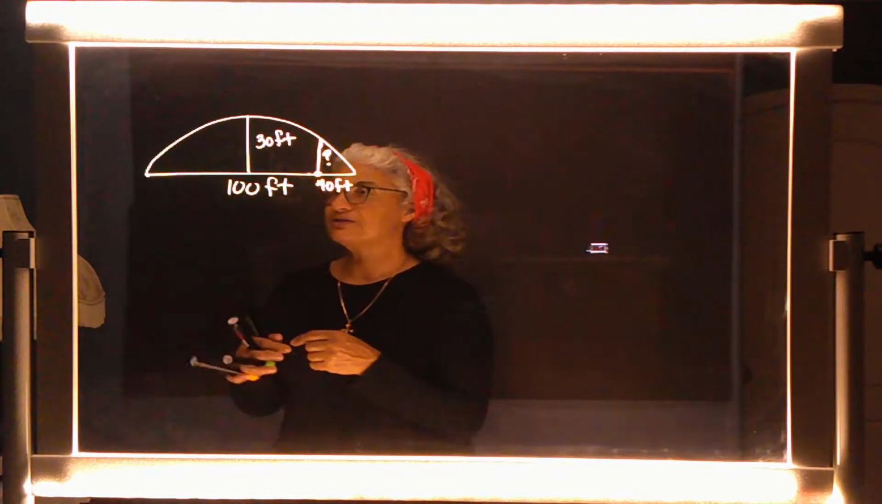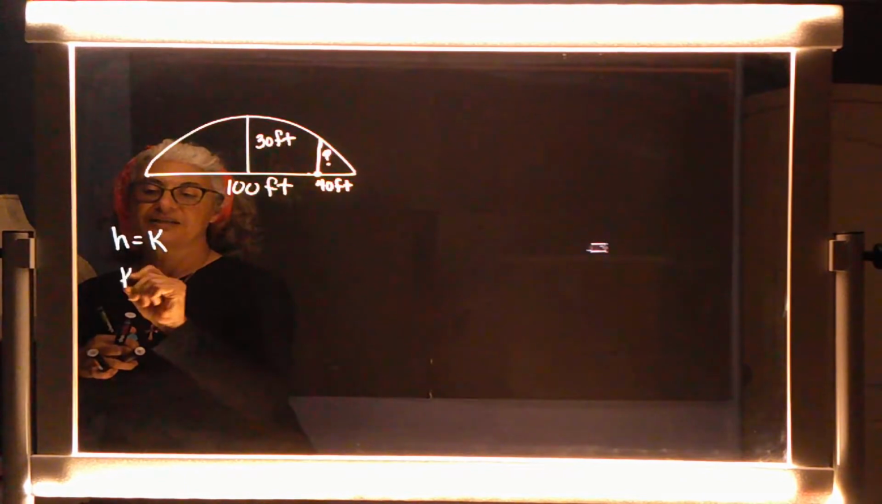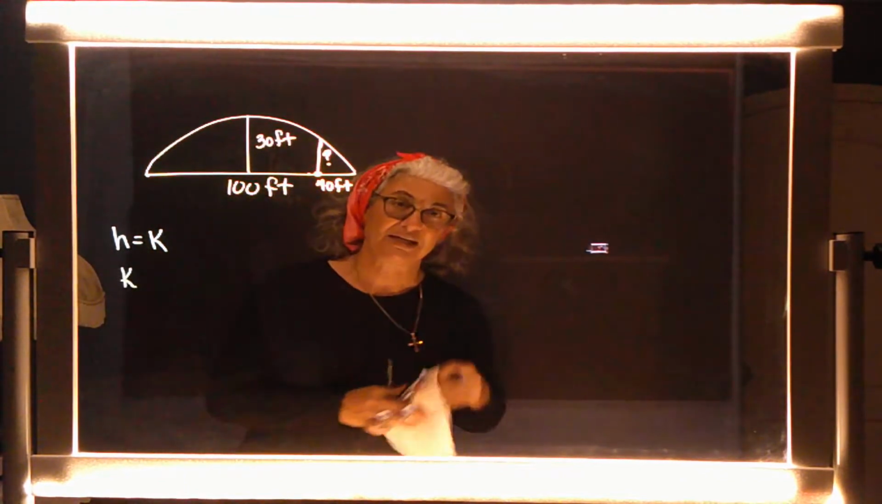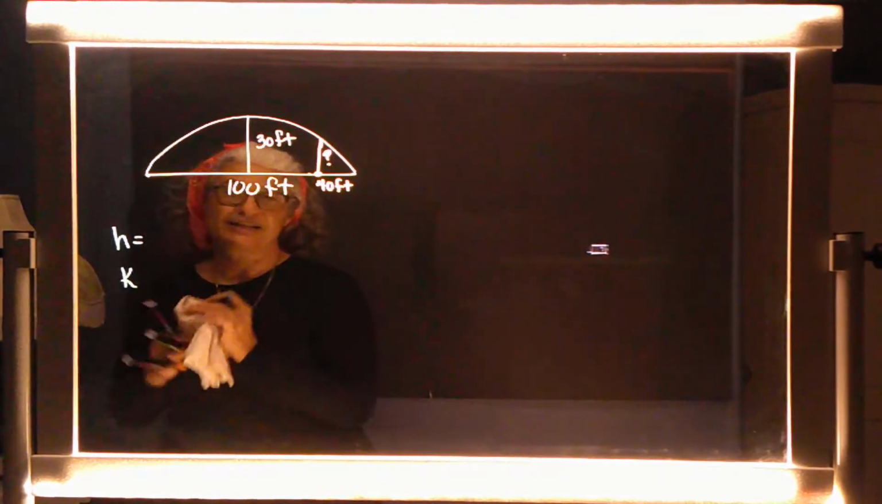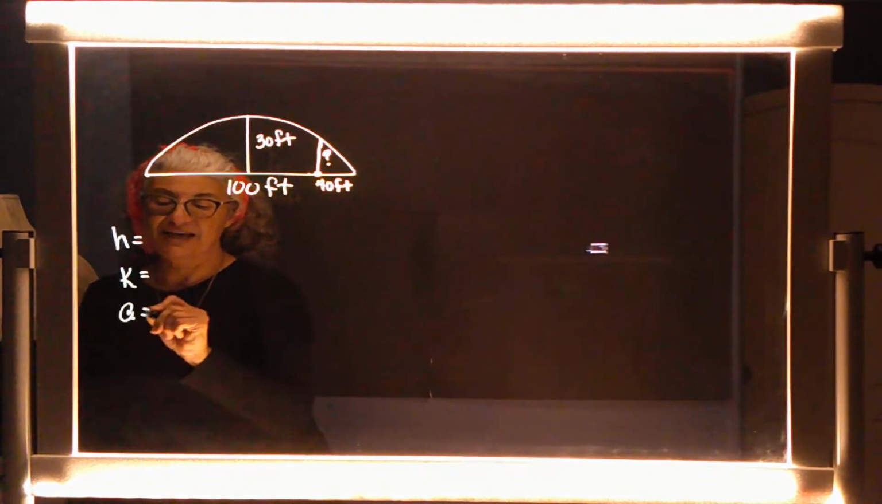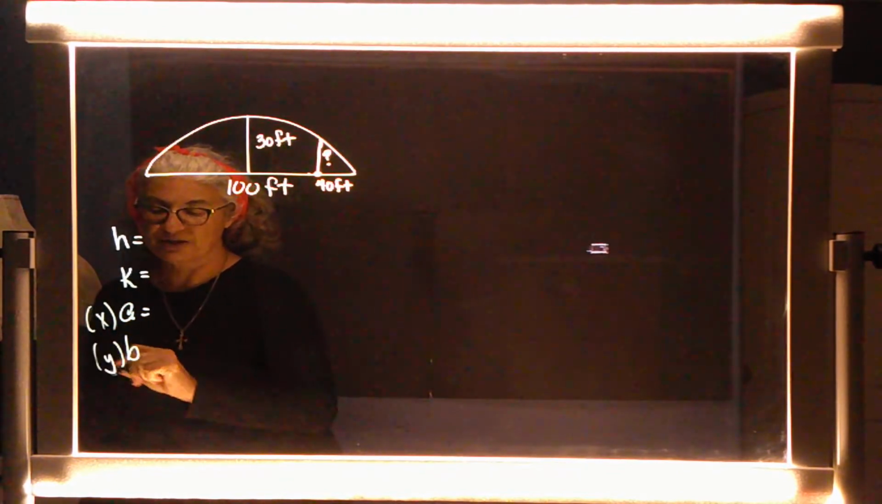Good. Horizontal. So here's the deal. We need H. We need, whoops. H does not equal K. All right, so let's get rid of that. We need H. We need K. We need A. We need B. I'm putting A under the X. I'm putting B under the Y.